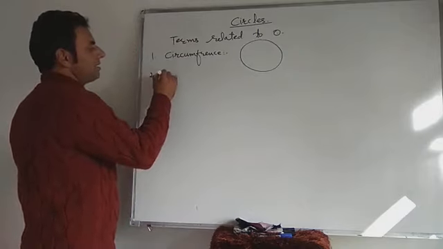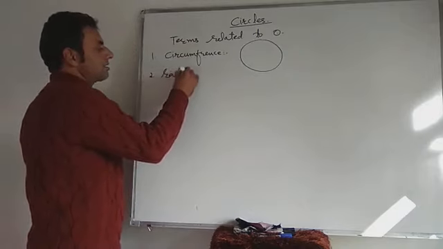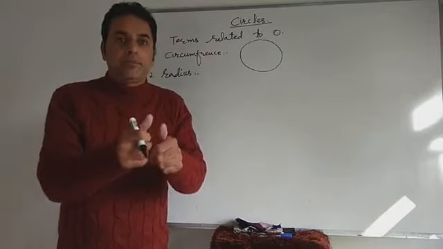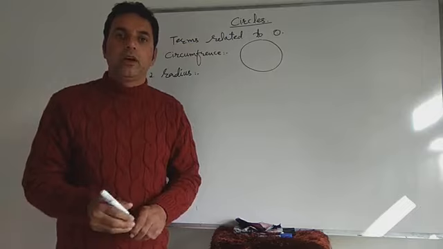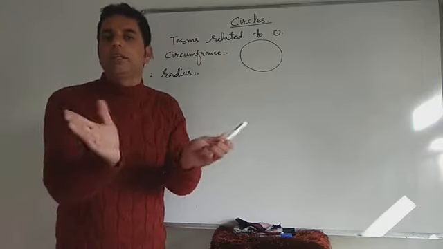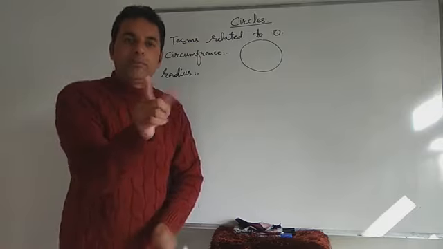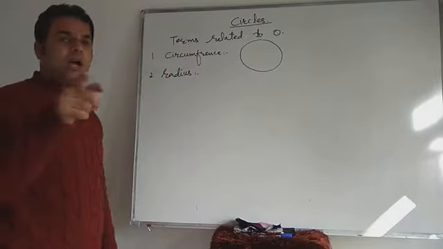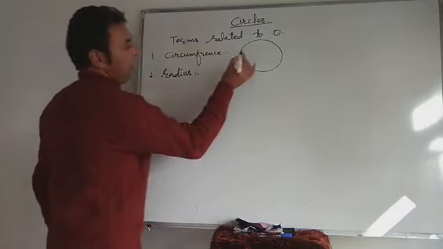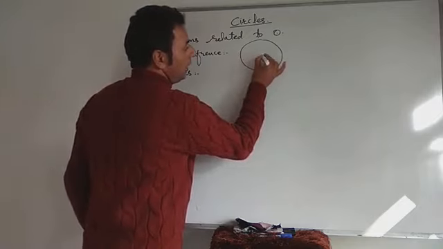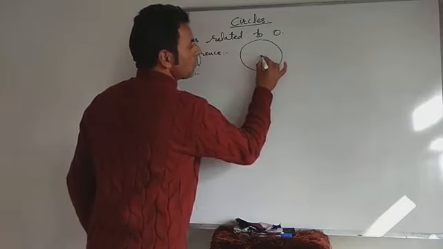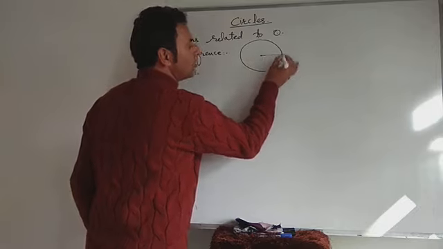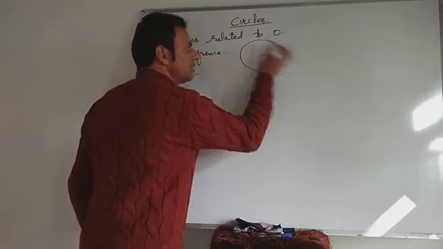Second term is the radius of the circle. If we are in practical geometry, radius means opening of the compass. How much you will open the compass, that is the radius. But in the theory, you have to write a radius. It is the line segment whose one end is center of the circle and other end lies on the circumference of the circle. This is the radius.